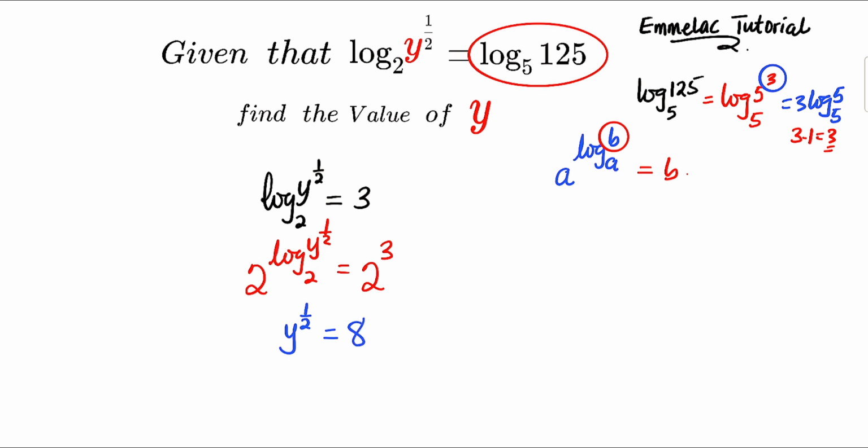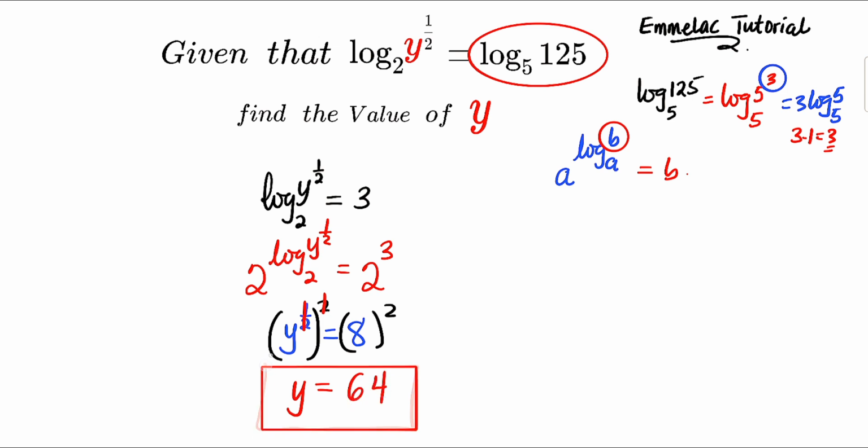So what next do we do? Since y is raised to a half, all you need to do is raise both sides to the reciprocal of this half, which is 2. So this 2 clears off this half. We are left with y equals 8 raised to 2, which gives us 64. So the value of y that satisfies the equation is 64.